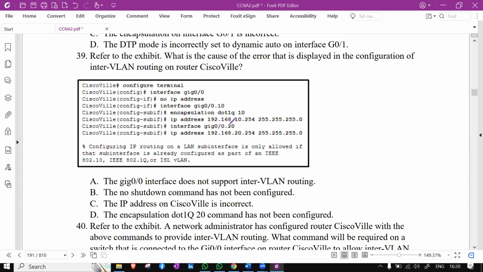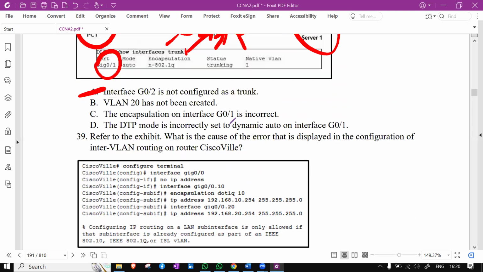Number 39, refer to the exhibit. Let me verify my answer to this one. What is the cause of the error that is displayed in the configuration of inter-VLAN routing on the Cisco router?